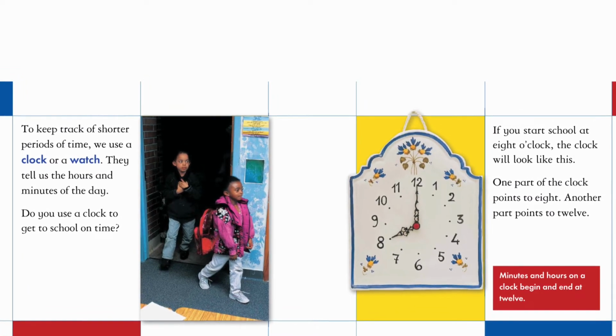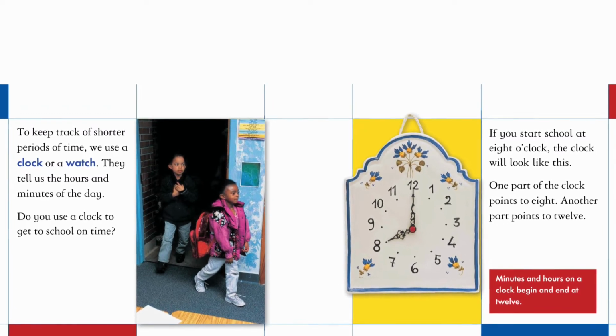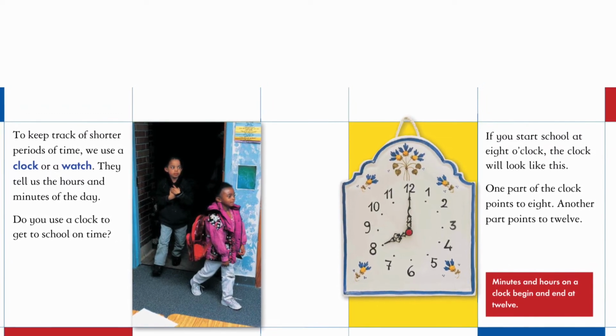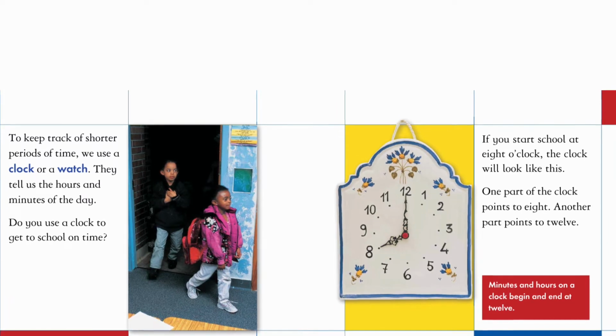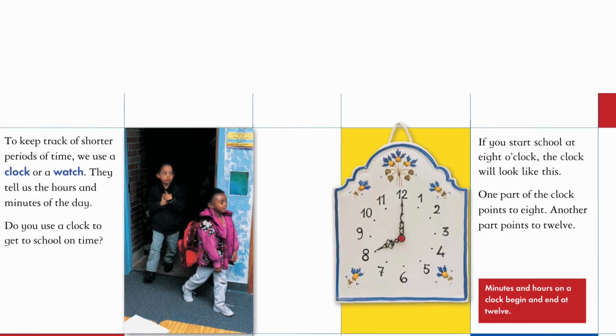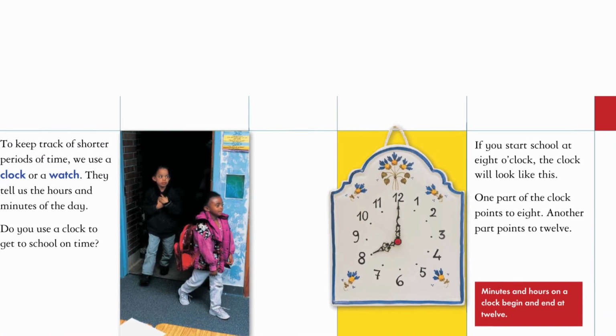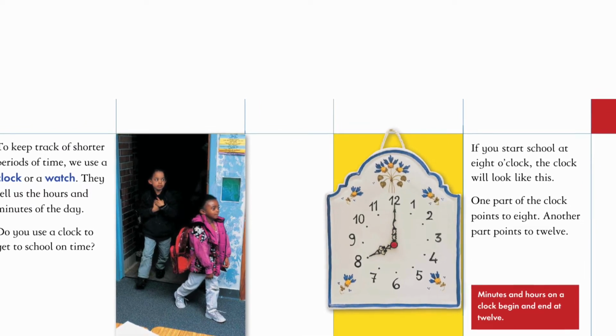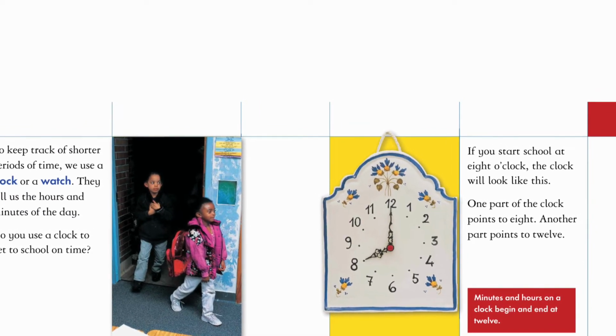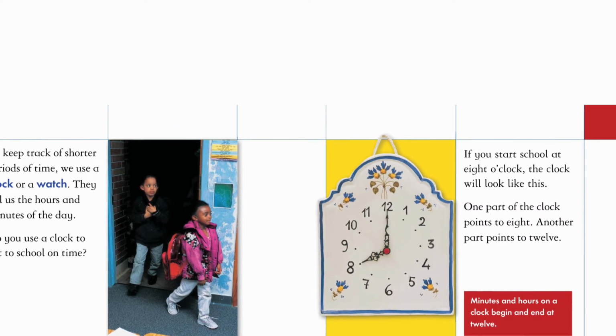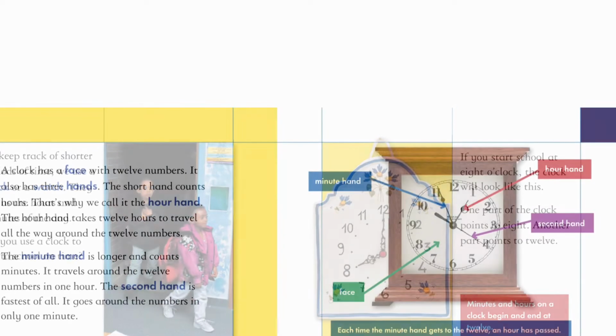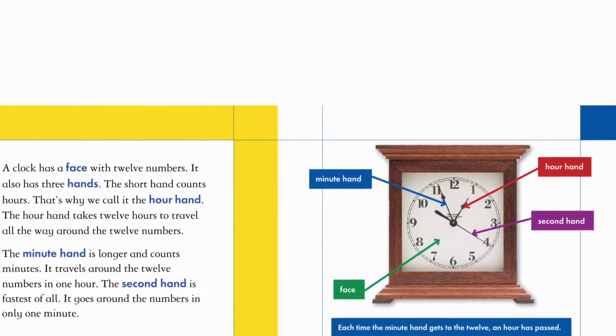Do you use a clock to get to school on time? If you start school at 8 o'clock, the clock will look like this. One part of the clock points to the 8, the other part points to the 12. Minutes and hours on a clock begin and end at 12. A clock has a face with 12 numbers.